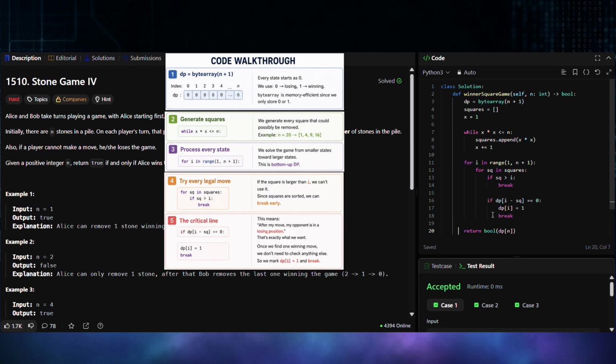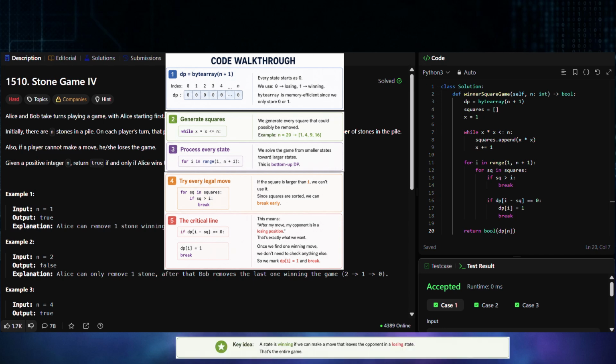Process every state. For i in range(1, n + 1). We're solving the game from smaller states toward larger states. That's bottom-up DP. Try every legal move. For sq in squares: if sq > i, break. If the square is larger than our current number of stones, we can't use it. Because the squares are sorted, we can immediately stop.